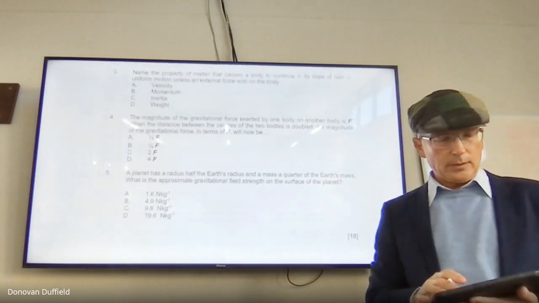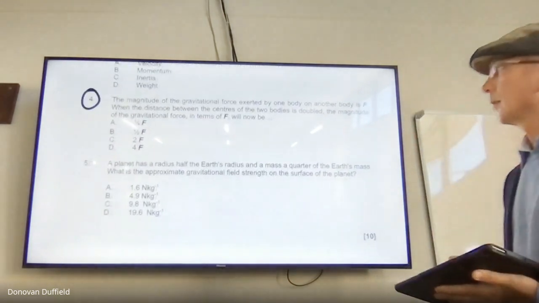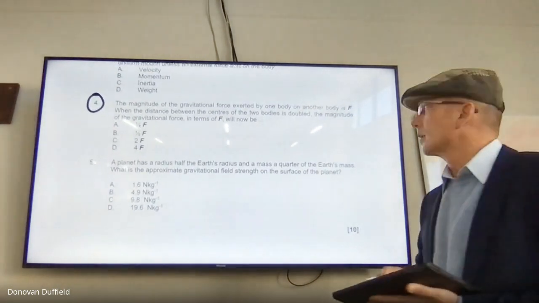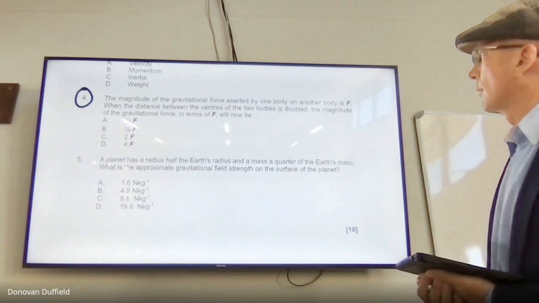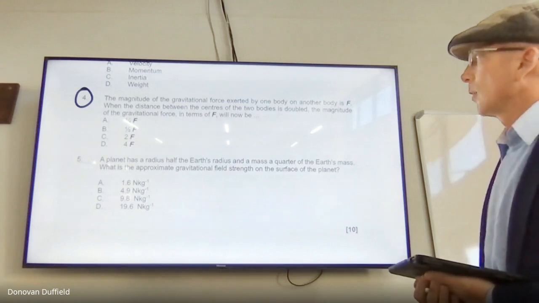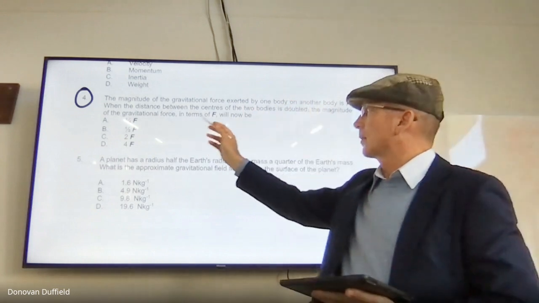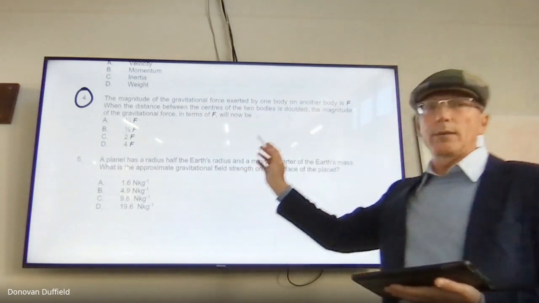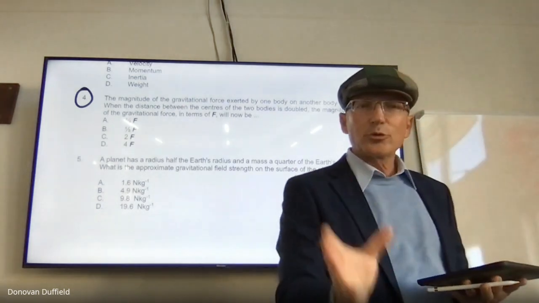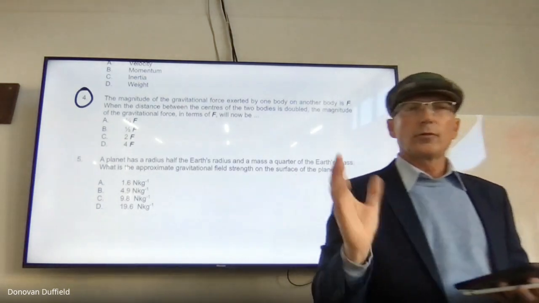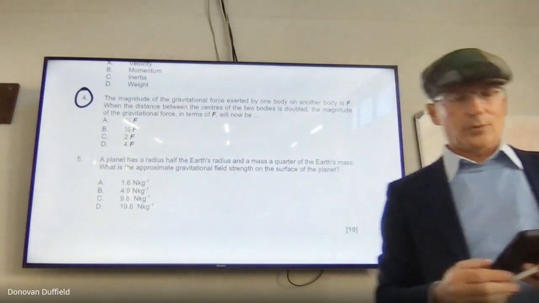And then typical exam questions. I'd like you to take a look at this one. When I say exam questions, I mean multiple choice questions. The magnitude of the gravitational force exerted by one body on another body is F. When the distance between the centers of the two bodies is doubled, the magnitude of the gravitational force in terms of F will now be. My advice to you is to try and do it proportionally. Try not to use the full formulae. Try to work with the factors, as I showed you.